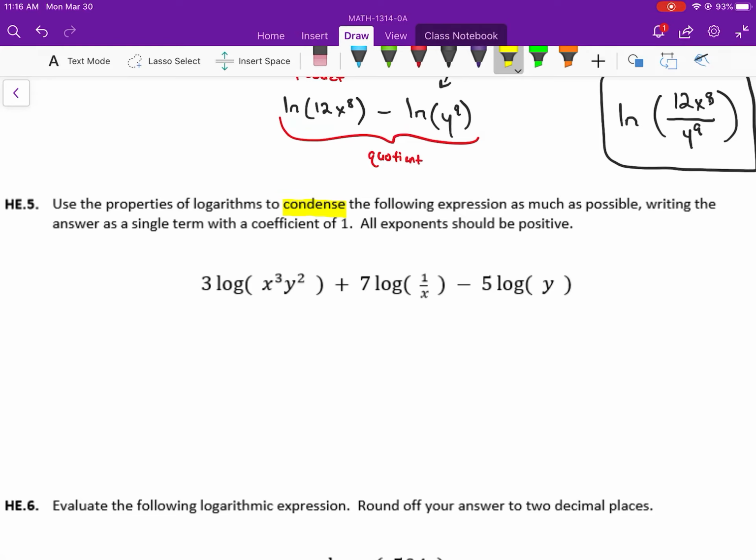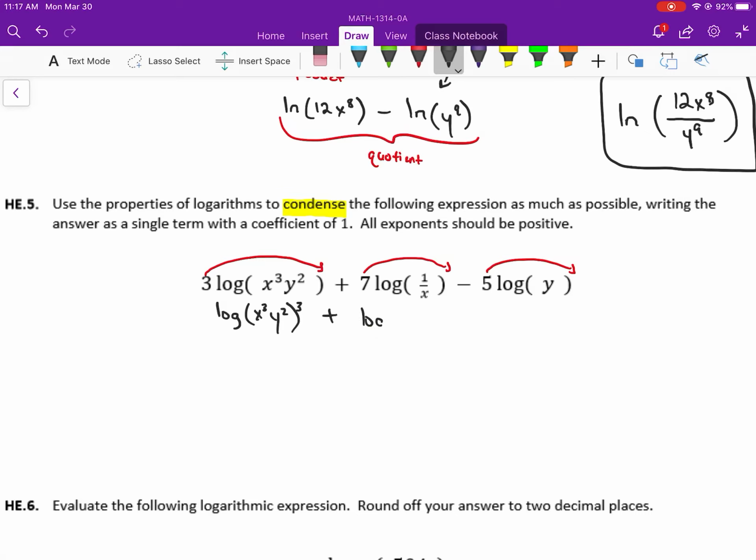Alright, let's go down here to the next one. Example number 5. Use the properties of logarithms to condense again. Okay, so we're still condensing here, writing the answer as a single term with a coefficient of 1, all exponents must be positive. Now, first thing I should do is, of course, take care of my power property. So that 3 needs to go there, that 7 needs to go there, and that 5 needs to go there. So we have 3 exponents to move this time. Alright, so let's go ahead and take care of that.